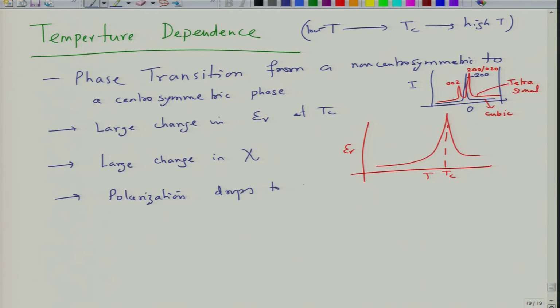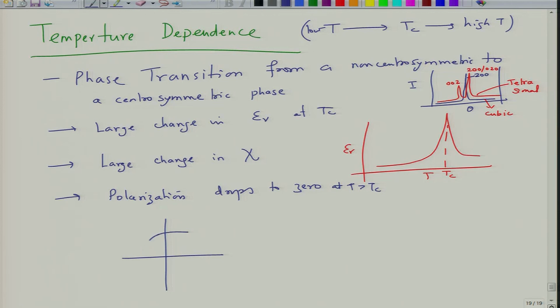and then polarization drops to 0 at T greater than Tc. How it will drop to 0? It will depend upon the nature of phase transition, but it will drop. So, you have a phase transition, you have large change in the electric constant, you have large change in the susceptibility, and you have a polarization change. These are few signatures of ferroelectric transition in ferroelectric materials, and a material which was like this will convert into sort of a linear dielectric.